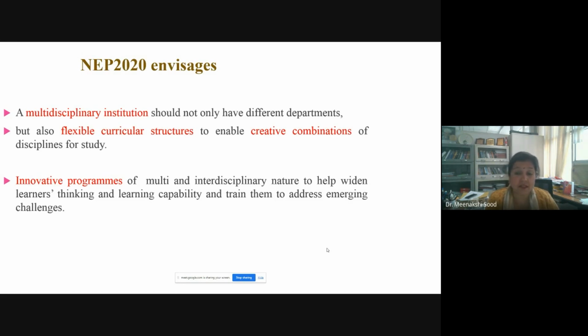I can study some subjects of, say, architecture, and not only technical-related combinations, but I can study a subject of psychology. I can choose a subject of, say, arts. I can choose a subject of law. I can choose a subject of management. So the entire curriculum has to be multidisciplinary in nature, or I would say interdisciplinary in nature.